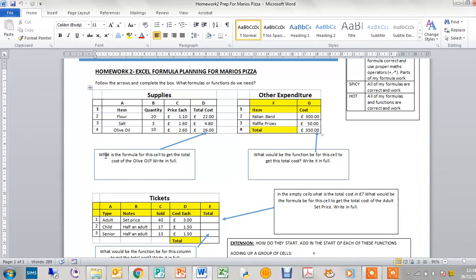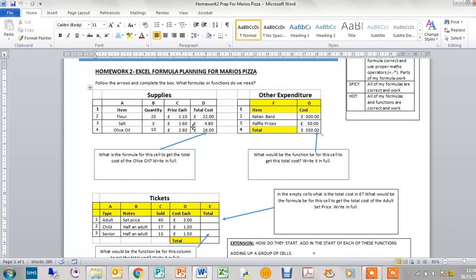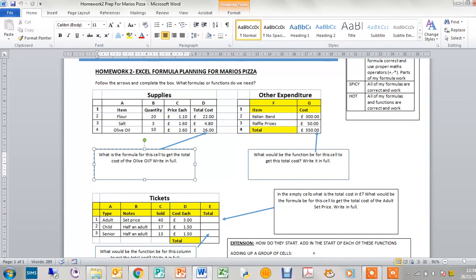So the first one, it says, what is a formula for this cell to get the total cost of olive oil? So here is the olive oil part. So do we need 10 of those? And they're £2.60 each. I've given you the answer, but what formula is needed? Okay, so what would you need to do?